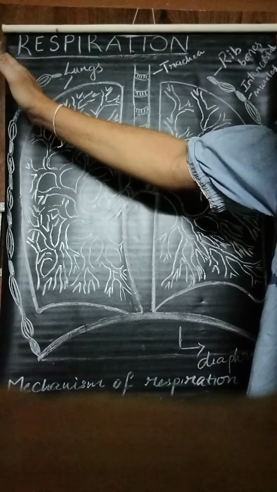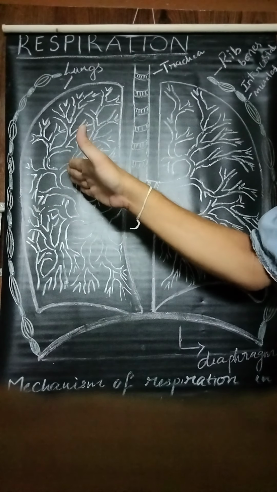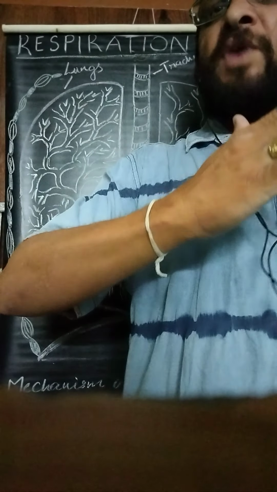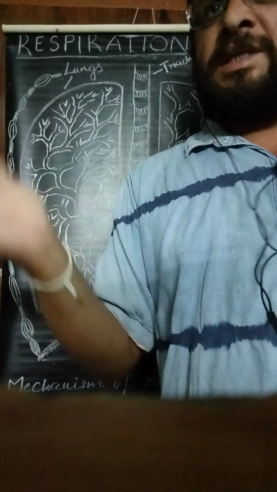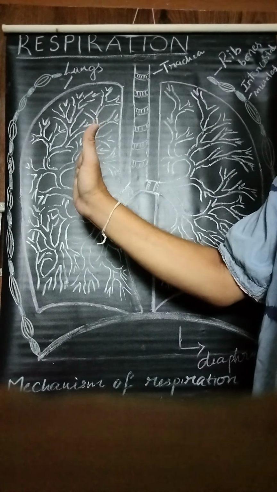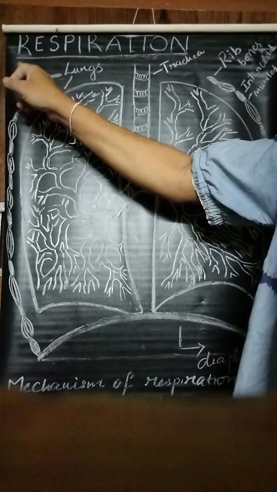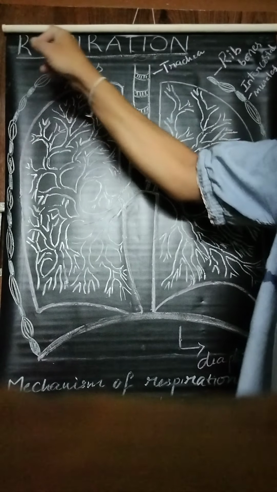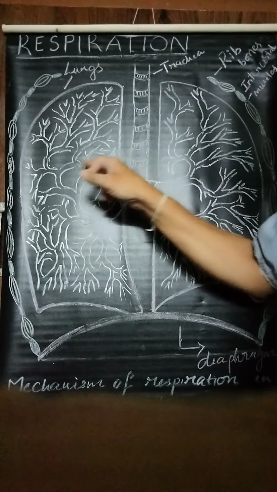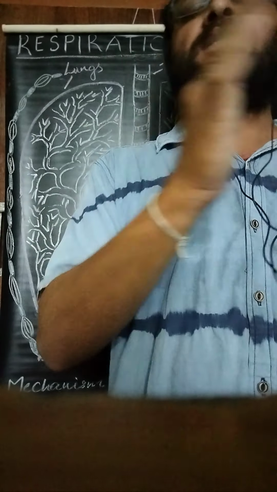The atmospheric pressure is more when compared to the pressure present in the lungs. What is the property of the air? It moves from a high pressure region to the low pressure region. That means atmospheric pressure is more when compared to the intrapulmonary pressure. So the air gushes or moves forcibly through the nostrils, reaches the trachea and enters into the lungs. Then what will happen? Lungs expand. This is called inspiration.